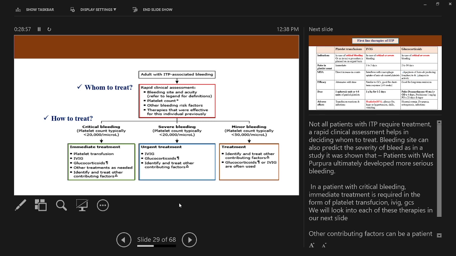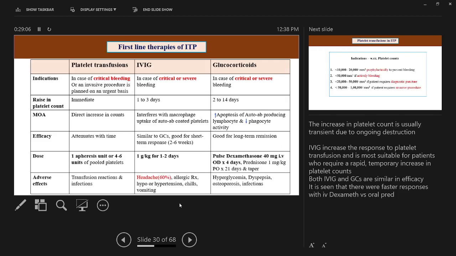And in the cases of minor bleeding, you have to treat and correct the underlying contributing factors. And then glucocorticoids or IVIG are plus minus. So these are the first line therapies of ITP. Platelet transfusion is indicated in critical bleeding or when an invasive procedure is planned on an urgent basis.